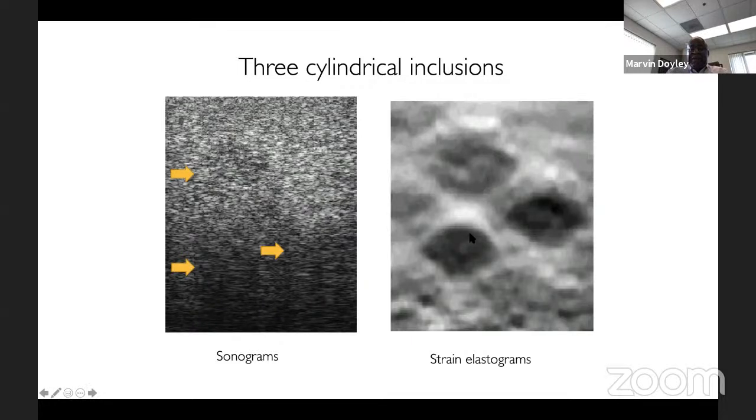The other thing that you can see here, if we look at the strain pattern in this image and this image, is that this inclusion and that one interact in such a way that they give you the impression that there's a fourth inclusion when there is not. So you can get artifacts due to that.